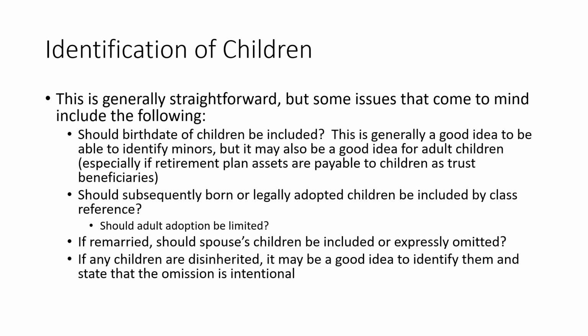Next, we get into identification of children. Now, in most cases, this is generally straightforward because your children are your children, but there are some issues that come to mind. One, should you include the birth date of your children? That's generally a good idea to include a birth date, at least for minor children, so you can know who's a minor and who needs to have a guardian appointed and so on and so forth. But it may also be a good idea for adult children as well.